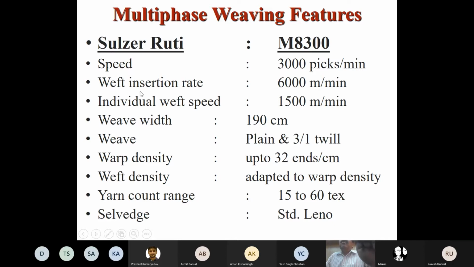In this you have to remember only weft insertion rate, about 6,000 meters per minute. All these other figures you need not remember. You can weave the fabric only plain or 3-up 1-down twill. No other complex weave is possible. I already explained why it is so. Warp density and weft density is very low. That's why we produce a grid structure. High cover factor fabric cannot be produced on this machine. Also, I have already told you the reasoning.